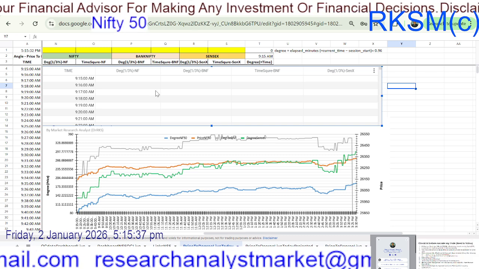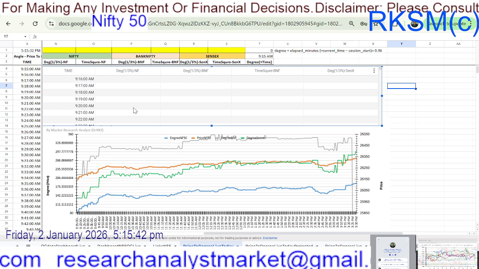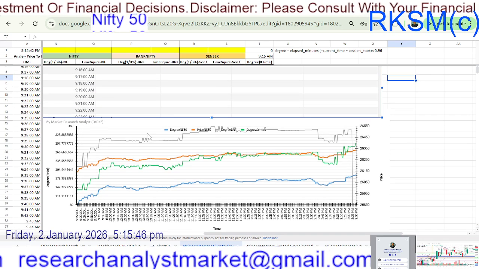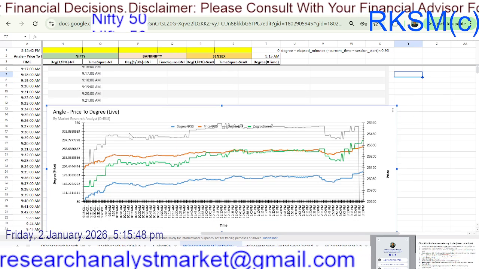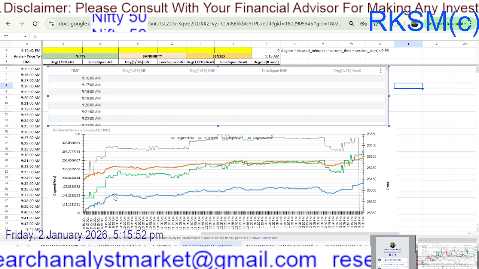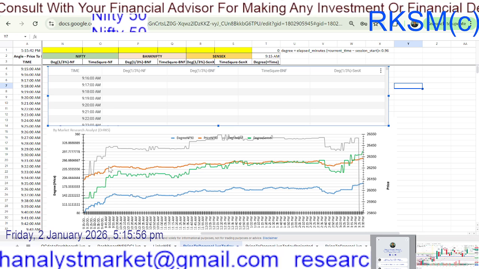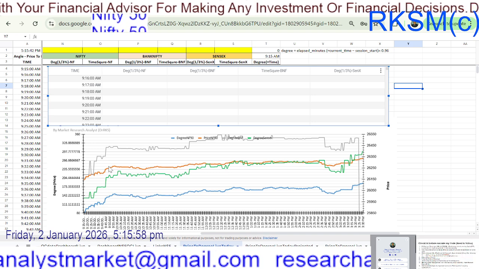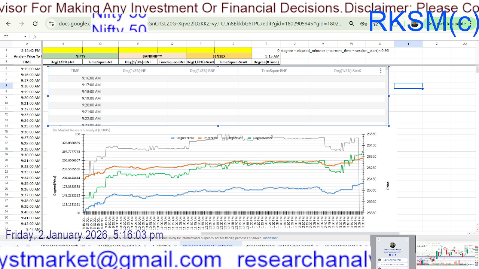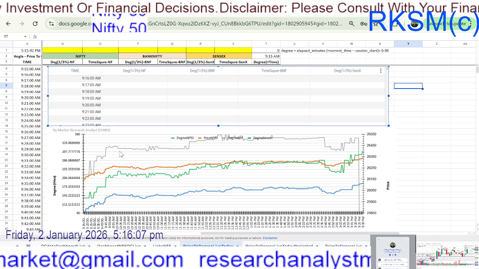I'm just scrolling down. You will find where you will get the reversal. From the starting point of the market, there is no change. The market has continued the previous trading session trend, so there is no point of reversal till 9:15. There is no reversal happening in any asset.